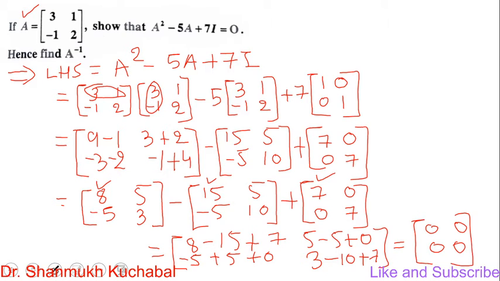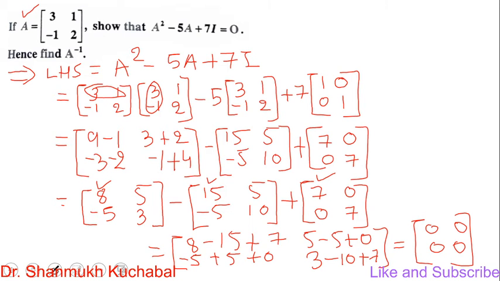This we call as the RHS. So we get it as the RHS. So it will satisfy the equation. See, we have taken the LHS part, A square minus 5A plus 7I, and we have substituted A, we have calculated A square. Simplification, we got RHS as a zero matrix, therefore it satisfies. Now using this equation, we will calculate the value of A inverse.